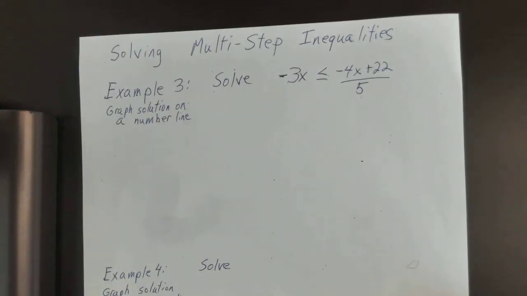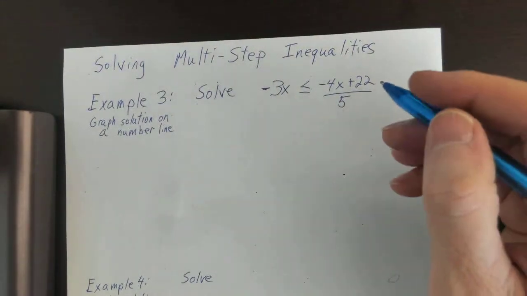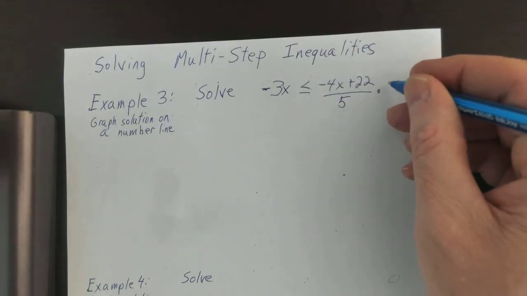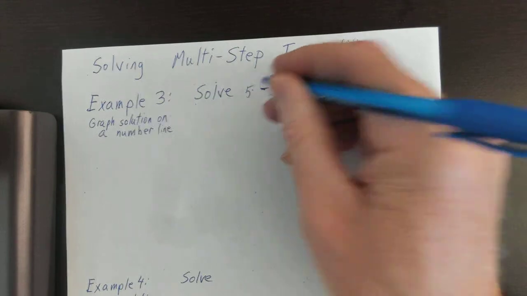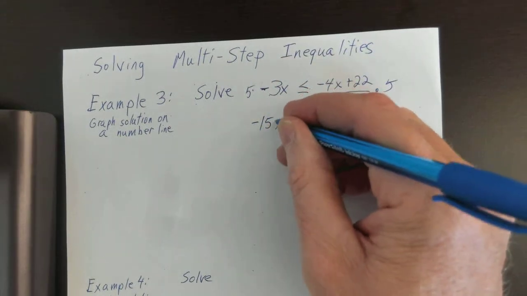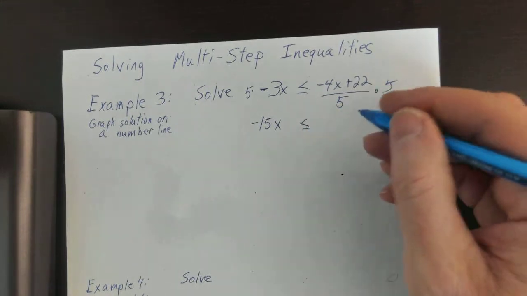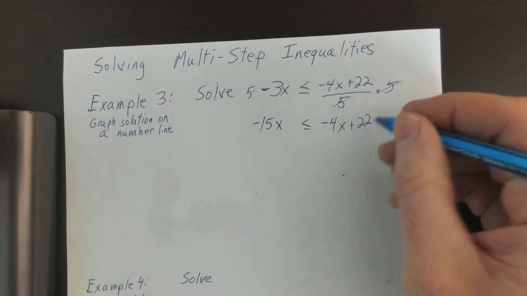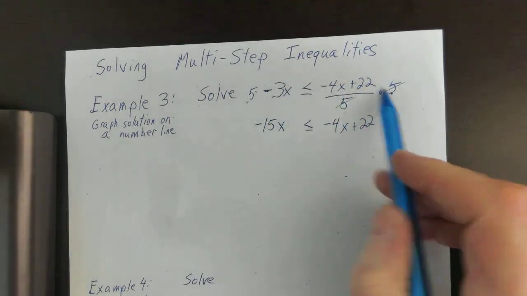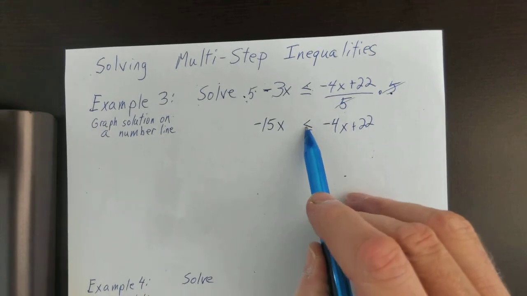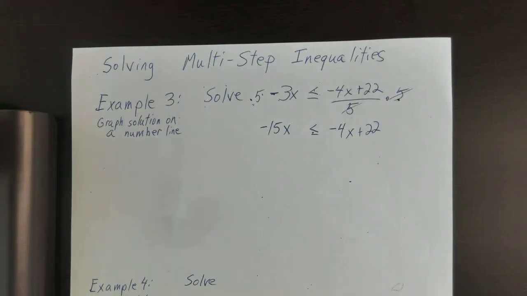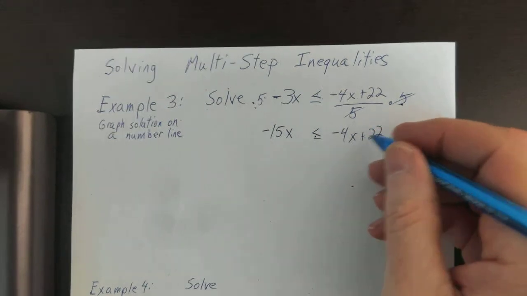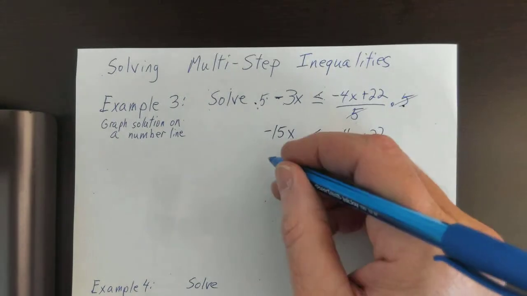Okay, now we just have some multi-step inequalities where we're going to use these properties. And first thing I'm going to do in this problem is multiply both sides by 5. Now I'm multiplying, so I got negative 15x is less than or equal to, and the 5's cancel out here, negative 4x plus 22. I did multiply both sides by 5, but I multiplied by a positive, so I did not change that direction. The next thing I'm going to do, I'm going to add 4x to both sides.